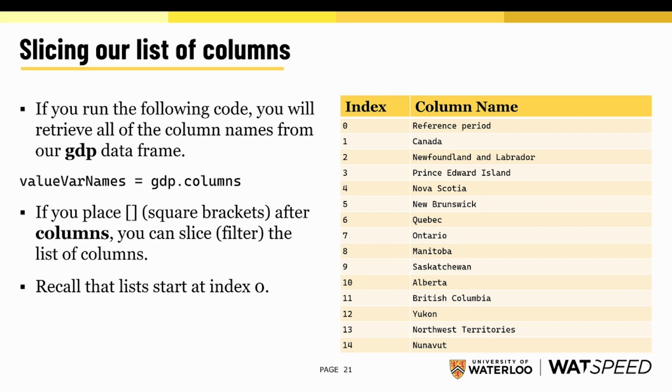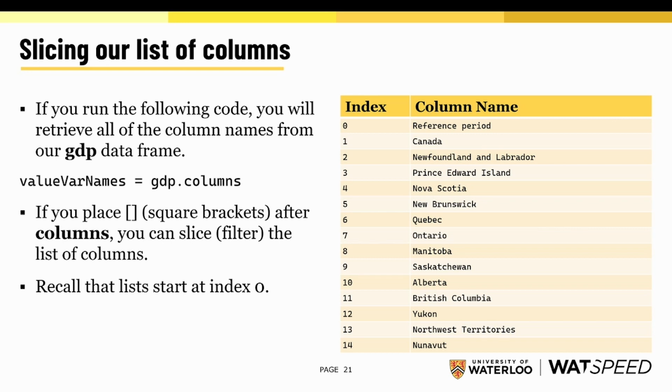Now, if we put square brackets after gdp.columns, we can filter our list of columns. And remember that the lists always start at index 0. So our first column name is called reference period. Our second column name is called Canada. Our third column name is Newfoundland and Labrador. This is where we want to start, our third column.